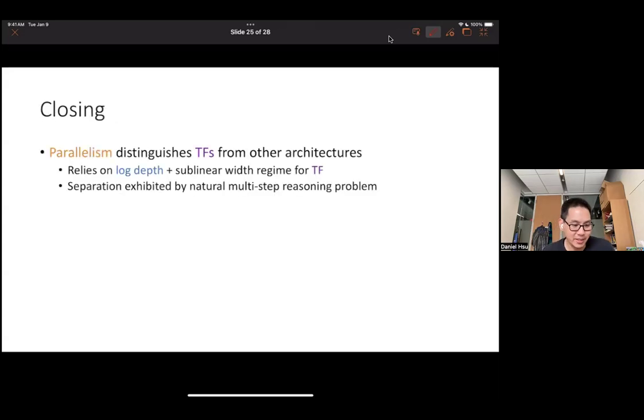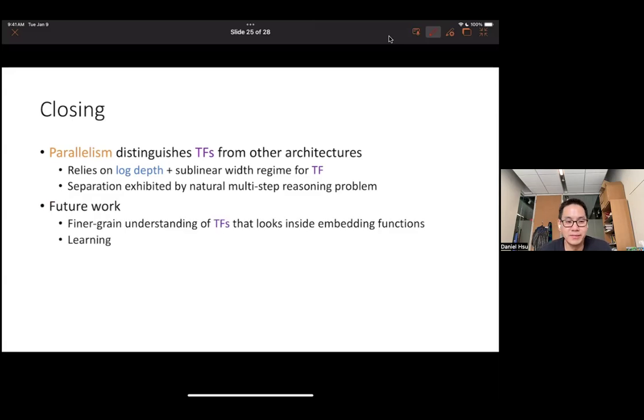Okay, so that's really all I wanted to say. Again, the main feature we wanted to focus on in this paper about transformers is parallelism. One thing that's different about this work compared to some other works is that we are really relying on logarithmic depth and this sublinear width regime for transformers, a little bit different from existing work trying to understand the computational power of transformers. And the way we are able to separate transformers from other architectures in this regime is exhibited by a fairly natural problem.